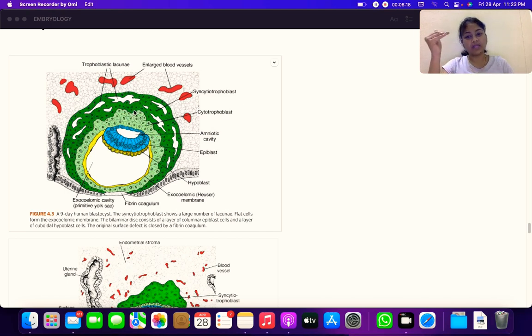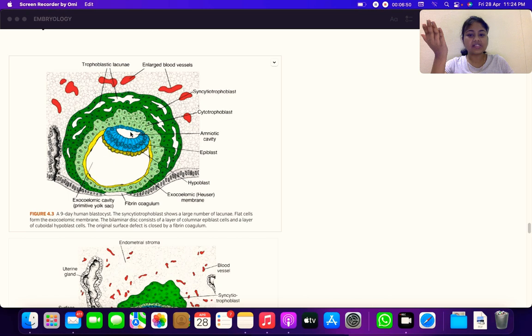So the outer trophoblast is divided into outer syncytiotrophoblast and inner cytotrophoblast. Those in the light green are the cuboidal cells, mononucleated cells. They are the cytotrophoblast. The outer syncytiotrophoblasts are multinucleated and they have lacunae. The inner cell mass is differentiated into epiblast above and hypoblast below. This epiblast is columnar and the hypoblast is flat cells.